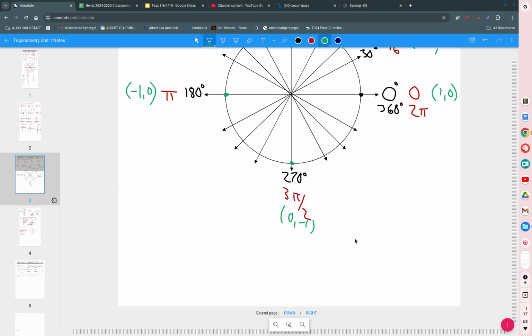So it looks like 210 degrees. We hadn't put that one down yet. That's the same as your negative 150. But we said that that was a measurement of 7 pi over 6. And we got a coordinate of negative root of 3 over 2 and negative 1/2.